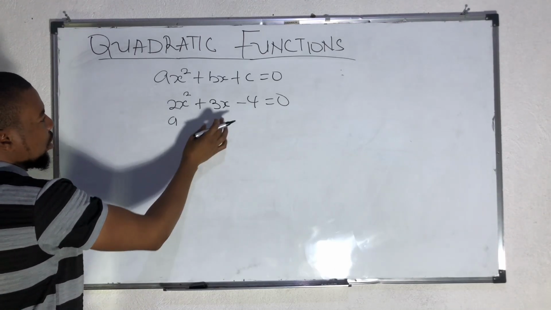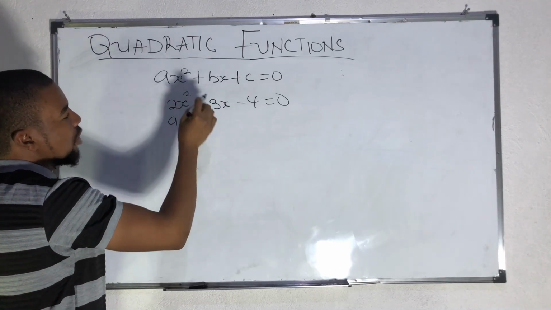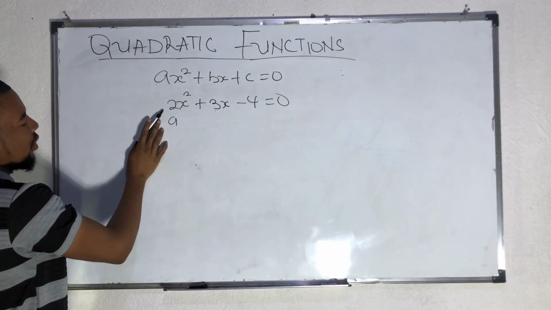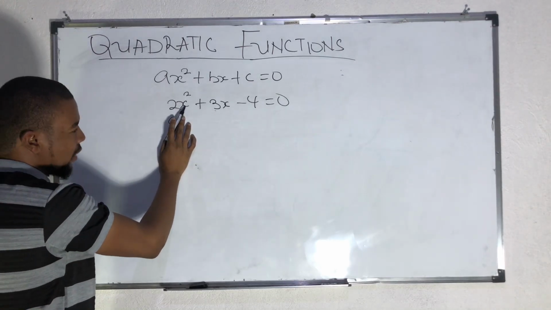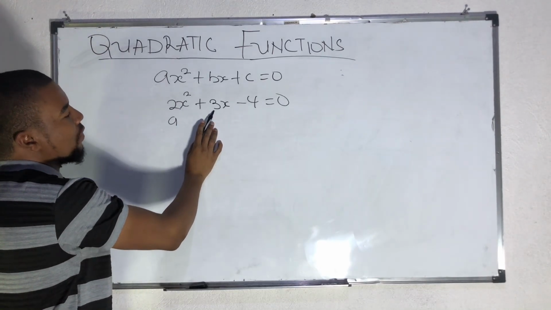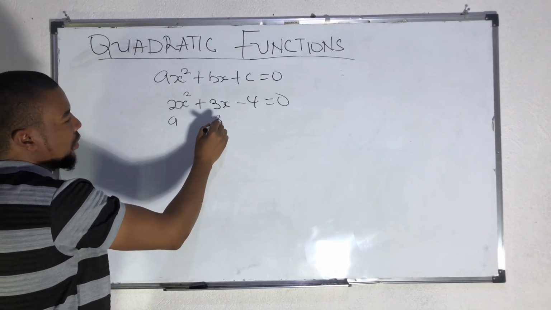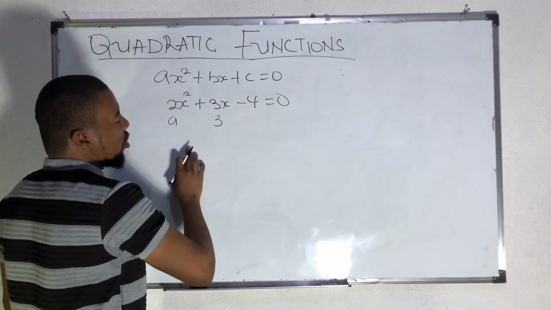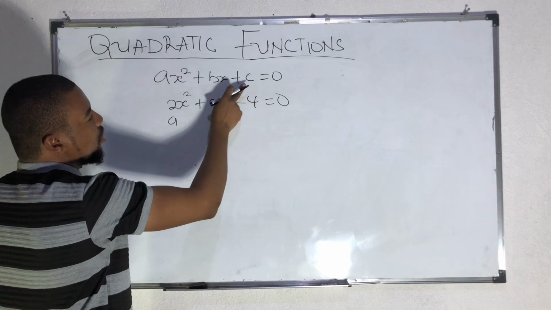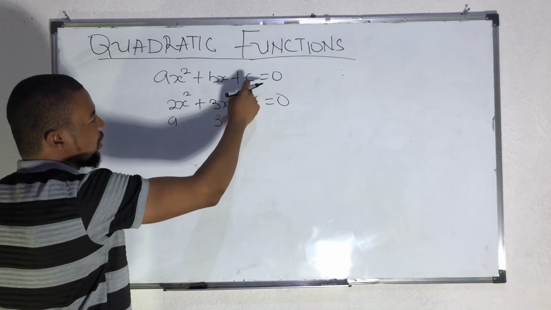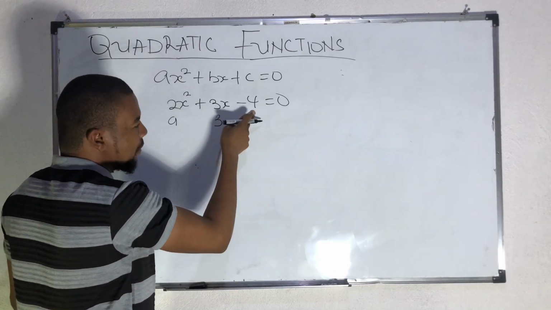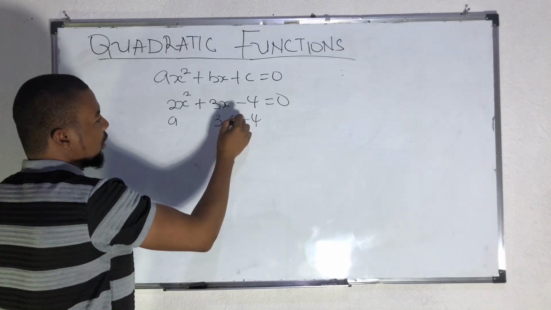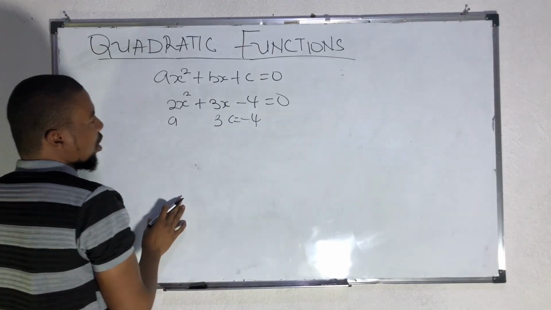Your A is the number in front of x squared, while your B is the number in front of x. In this case, it's 3. And lastly, this is C, which is a constant. Any number that takes the place of C that has no x term is simply the constant. And our C is equal to -4.